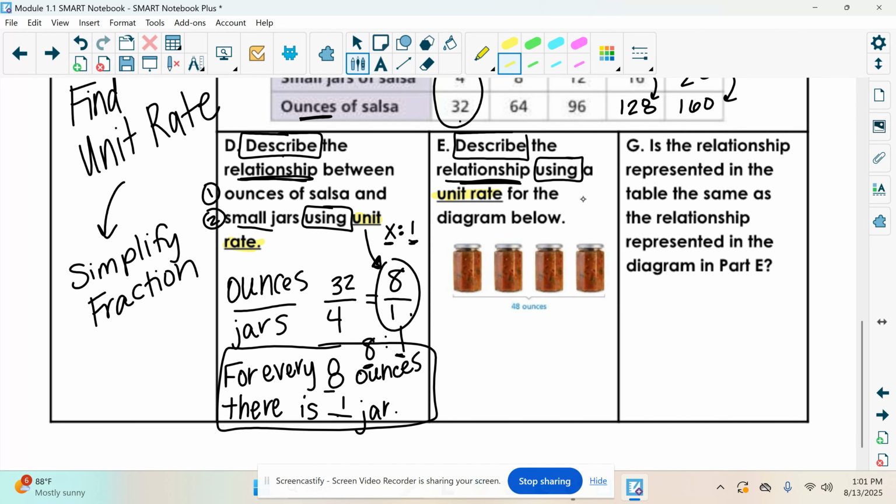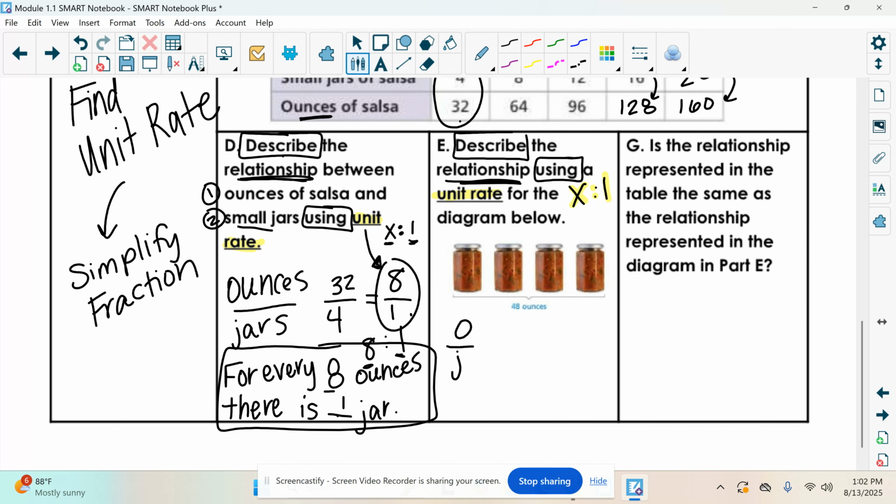All right, remember every time we saw unit rate. For the diagram below, did they tell us in order to write things? You know, over here how it said ounces to small jars. Did they tell us this information over here? No, most of the time they're going to tell you, but because they didn't, we're going to use the same order that they told us in part D. We're still going to go with ounces first and then jars. So we're going to do ounces over jars.